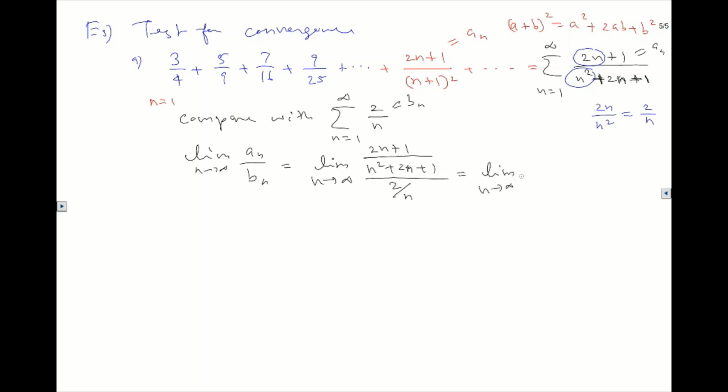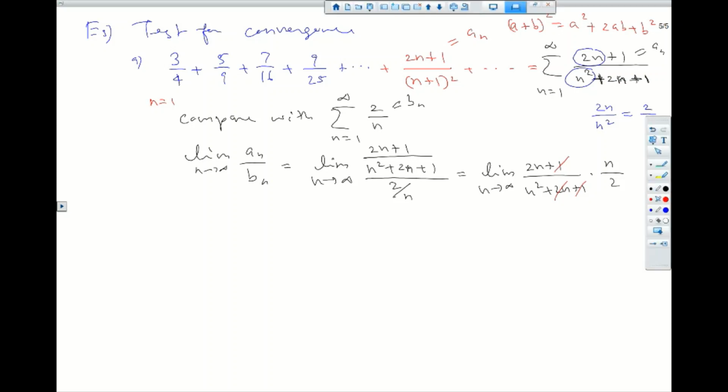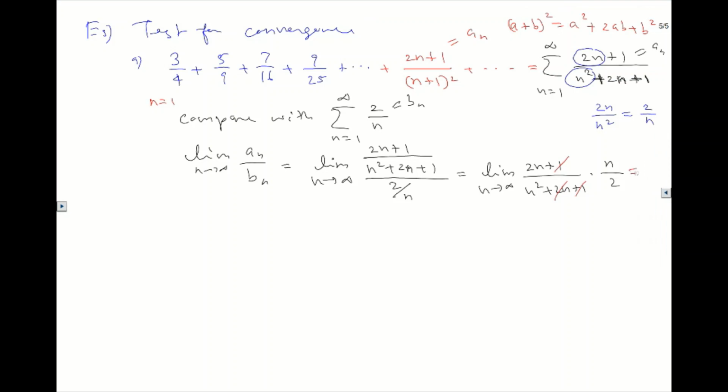So this is the limit as n goes to infinity. We can write 2n plus 1, this is just algebra, over n squared plus 2n plus 1, and make it upside down. Since we only pick the largest term, we can ignore all those smaller terms, because this only works when n goes to infinity. Once you remove all the smallest terms, everything else gets cancelled, and you get the limit as 1. It's always 1.